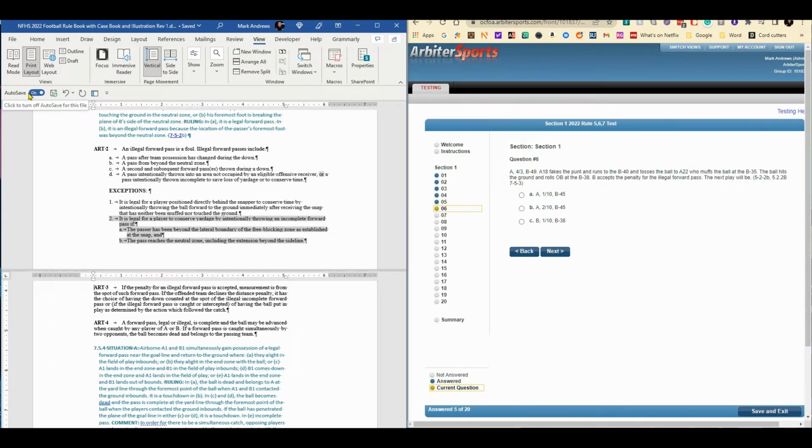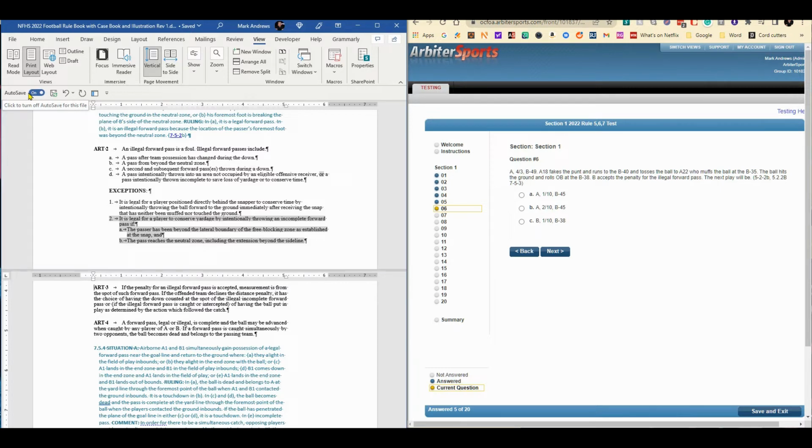Okay, guys, stick with me on this one. It's a little tricky. A 4th and 3 from the B49. So they've got to get to the B46 for a first down. A18 fakes the punt and runs to the B40 and tosses the ball to A22, who muffs the ball at the B35. So now we have an illegal forward pass, right? The ball hits the ground and rolls out of bounds at the B38. B accepts the penalty for the illegal forward pass.